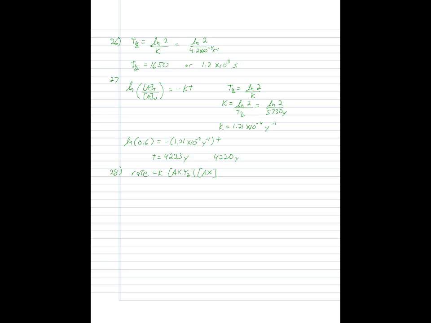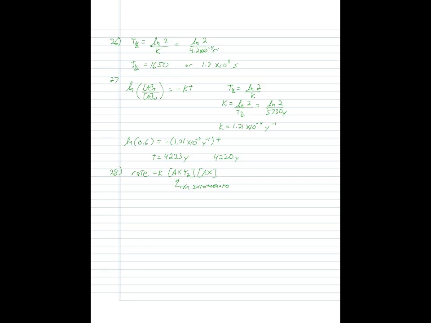But you'll notice if you add the reactions together, AXY2 is neither a reactant nor a product present in the overall reaction. It is a reaction intermediate that is made in step 1 and then consumed in step 2. So we don't want AXY2 as part of our rate law. So we've got to find a way to get rid of that.